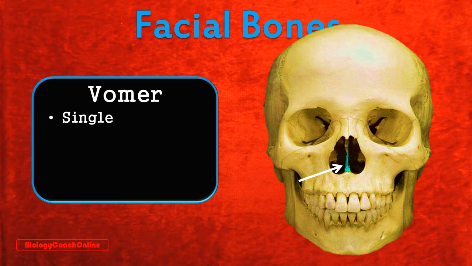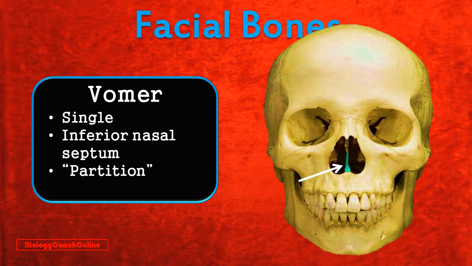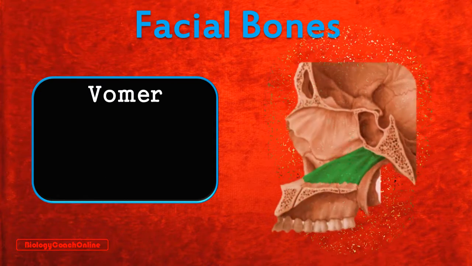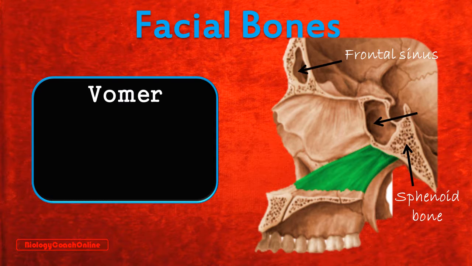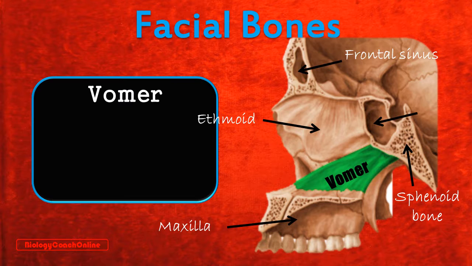Now the vomer is a single bone. You see it right here. The vomer forms the inferior part of the nasal septum. Now a septum is a partition or a wall that separates the nares. Now if we bisect the skull and go inside, we have this view. Once again, to keep you oriented, here is the frontal sinus. This is the sphenoid bone, and so this is the sphenoid sinus. Here is the maxilla, and this is the ethmoid bone.